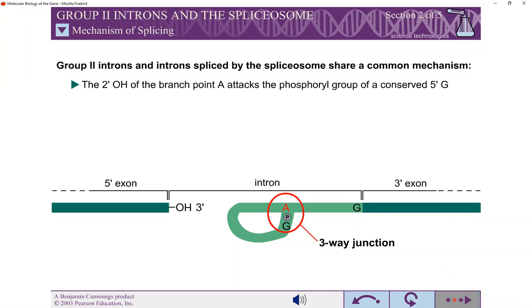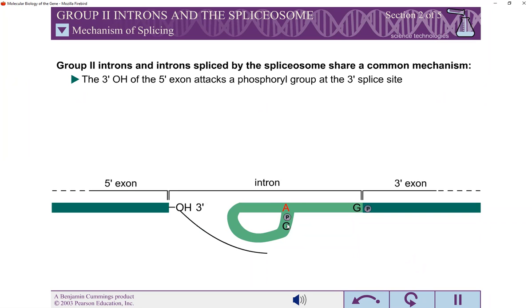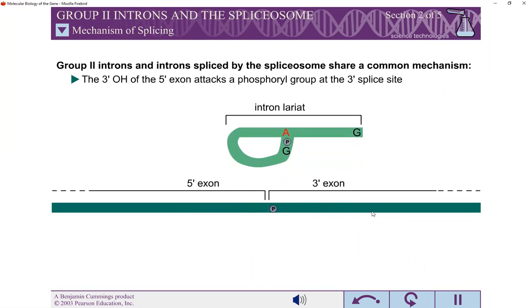Next, in the second reaction, the newly liberated 3' hydroxyl of the 5' exon acts as a nucleophile and attacks the phosphoryl group at the 3' splice site. This transesterification reaction joins the 5' and 3' exons and liberates the intron. The liberated intron is in the shape of a lariat.